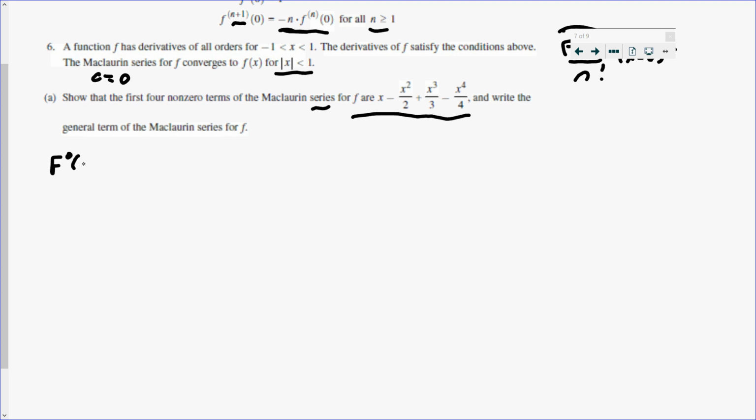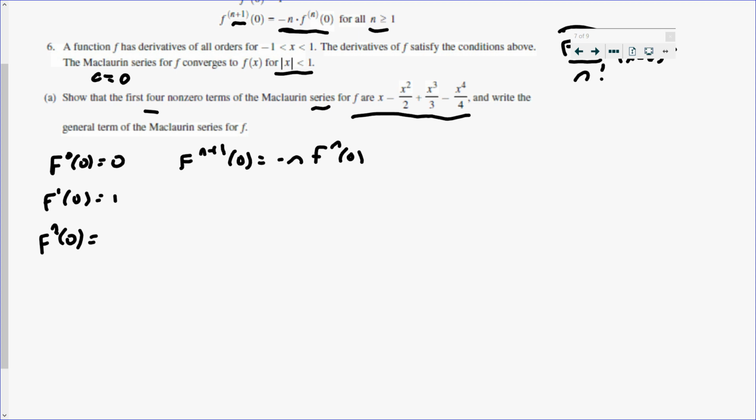So we'll start with 0. The 0th derivative at 0 is 0. They tell us that. And they tell us the value of the first derivative at 0 is 1. Now we have to do the value of the second derivative. We want the first 4 non-zero terms, so that one doesn't count. So we go to f of 2. Now, we want to find the value of the second derivative at 0. Well, be very careful. They give us this little rule up here. They tell us that the value of the nth plus 1 derivative at 0 is negative n times the value of the nth derivative at 0.